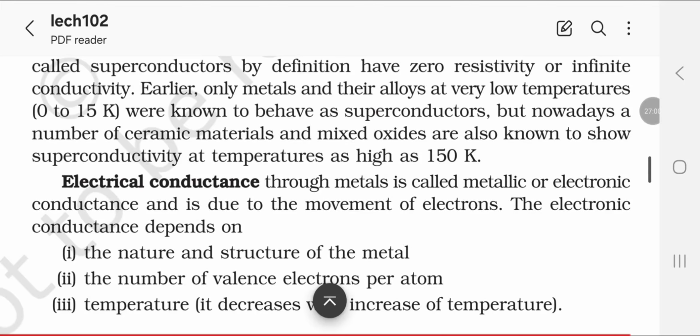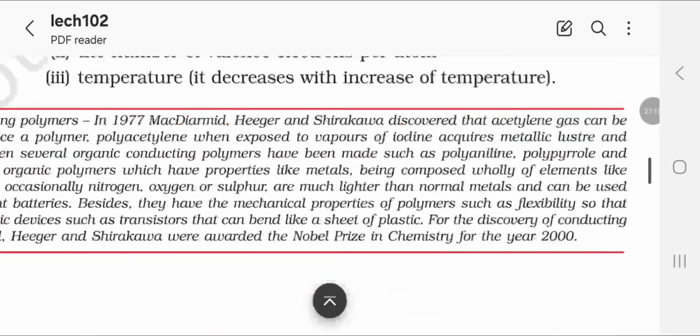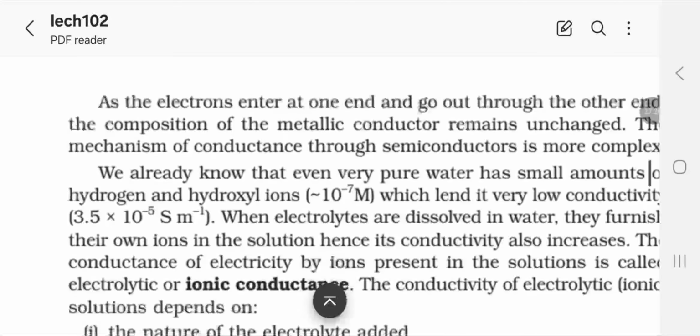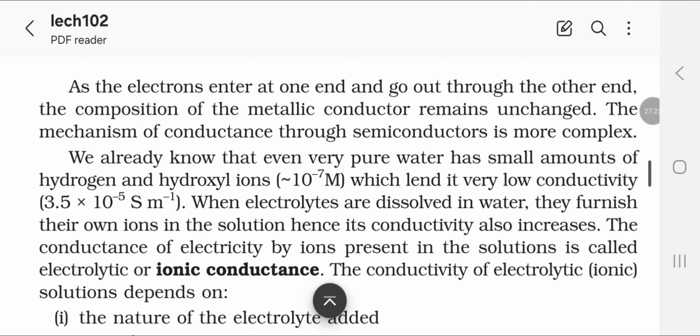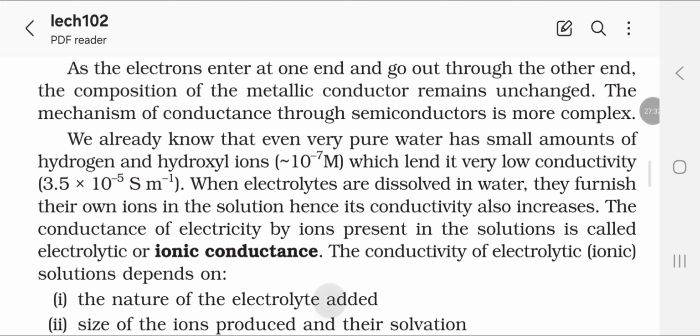Electrical conductance through metals is called metallic or electronic conductance and is due to the movement of electrons. The electronic conductance depends on, first, the nature and structure of the metal; second, the number of valence electrons per atom; third, temperature. As the electrons enter at one end and go out through the other end, the composition of the metallic conductor remains unchanged. The mechanism of conductance through semiconductors is more complex.